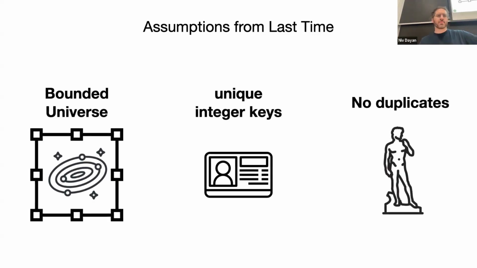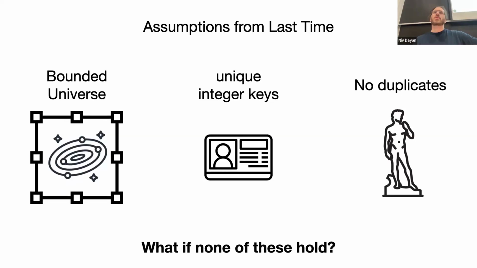Here are the assumptions we used last time. Last time, we assumed that our keys are coming from within a bounded universe. We used a unique integer key to identify every item, and we also assumed that there are no duplicates in the set. So today we're going to ask, what if none of these assumptions actually hold?